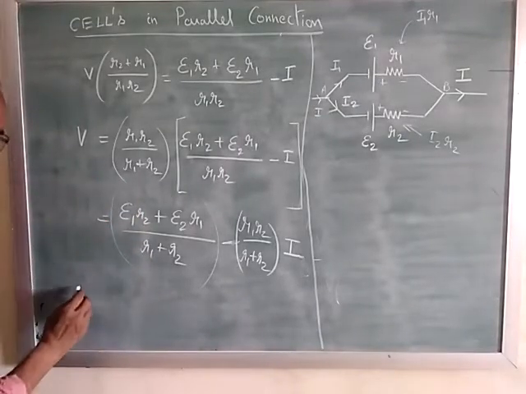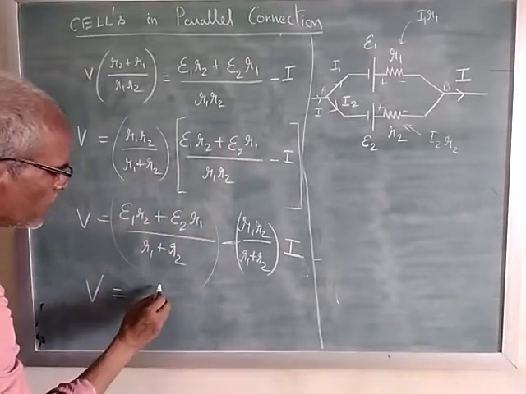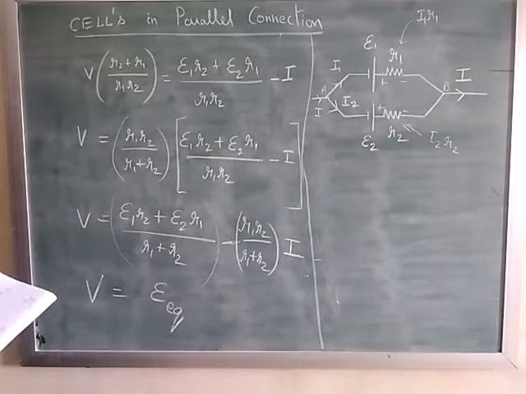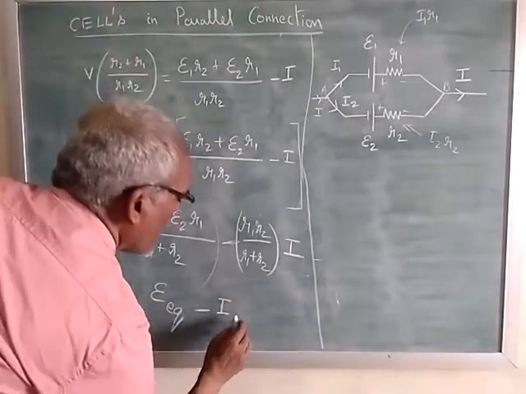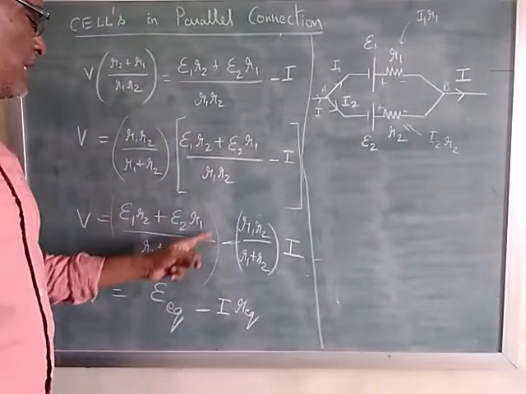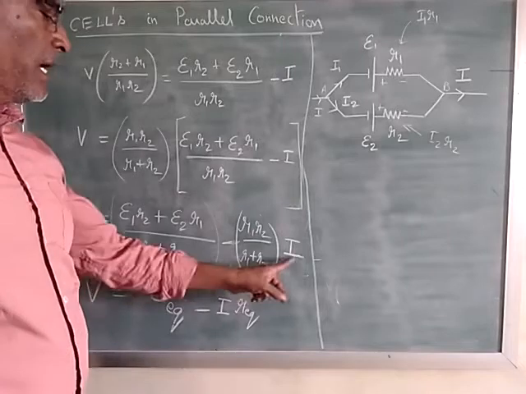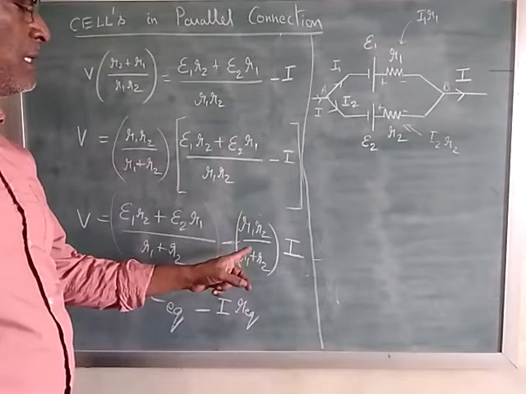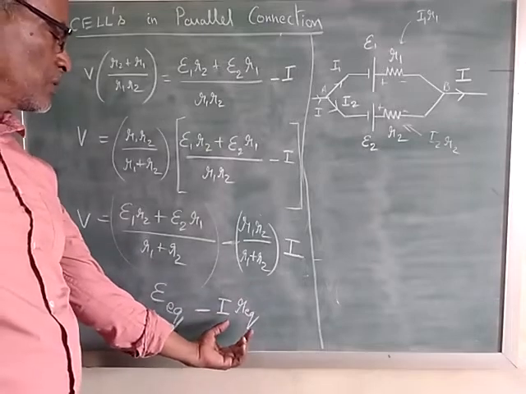Now I am calling this as V. V is equal to, I am calling this term as E equivalent, minus I into this, which is R equivalent. Once again I repeat, this entire thing I am calling E equivalent minus I into this, which I am calling R equivalent. That means when two resistors are in parallel, we say the equivalent resistance is R1 R2 by R1 plus R2. That's why I put R equivalent.